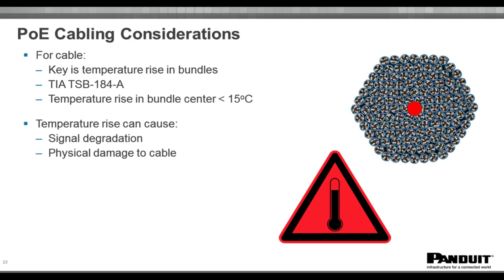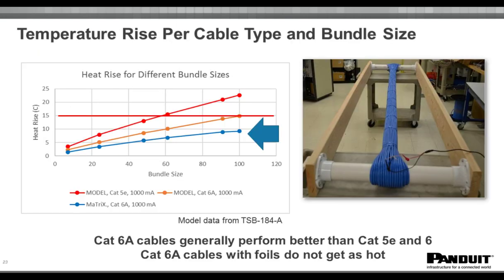So the main thing you need to keep in mind with PoE is the temperature rise in the bundle. So I have a cross-section shown here of a large cable bundle, and what we're trying to do is limit the amount of heat rise in the center of that bundle where that red dot is. So TIA has put out a technical service bulletin which put a cap on that temperature rise at 15 degrees C. And what we're saying there is that if your cable temperature increases more than 15 degrees C, you'll end up seeing signal degradation. And if exposed to that temperature rise for a long period of time, it could cause physical damage to the cable. So we don't want the temperature to rise more than 15 degrees C.